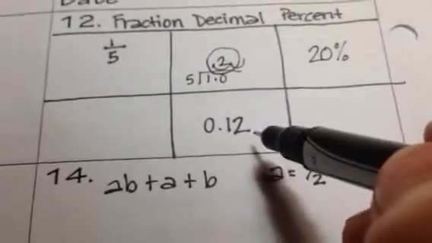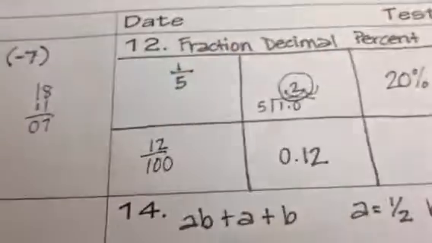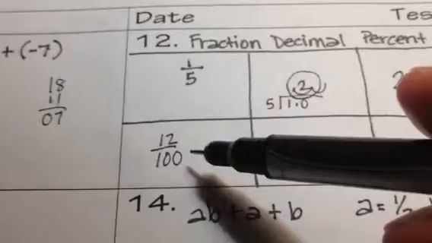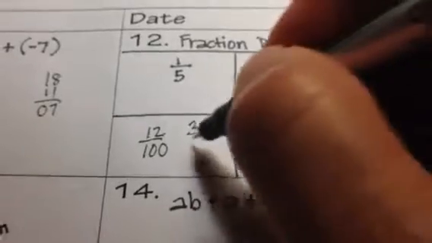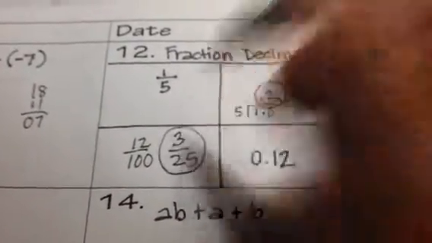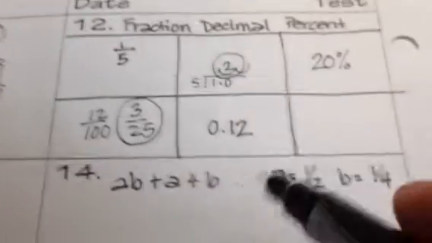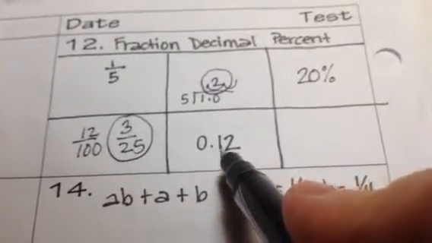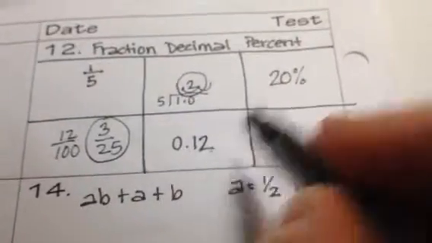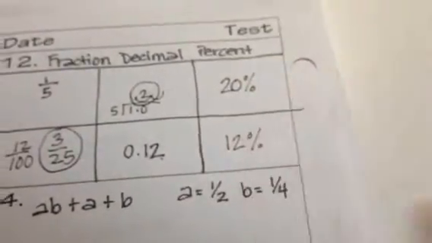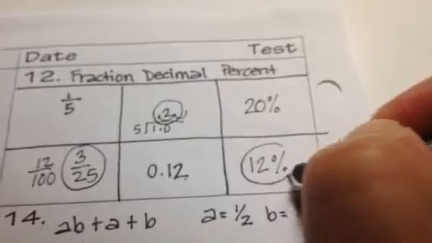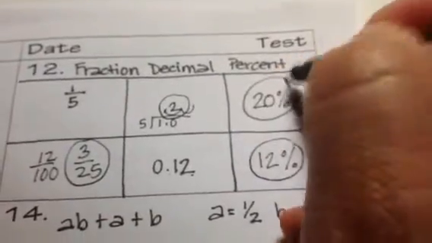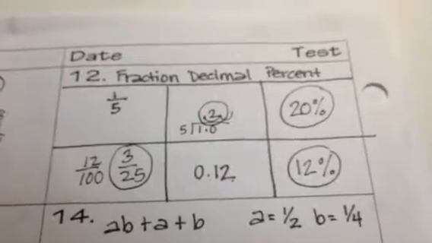All right, now I have my decimal, 12 hundredths, so I'm going to put 12 over 100, but I can reduce that. I know I can reduce it by 4. 4 will go into 12 3 times. 4 will go into 100 25 times. So there's my fraction. Again, what do I have to do with a decimal? Just multiply times 100. Just move the decimal over 2 places. So 0.12 is the same as 12%. Okay? So that's how you get those answers. I hope you're getting that.